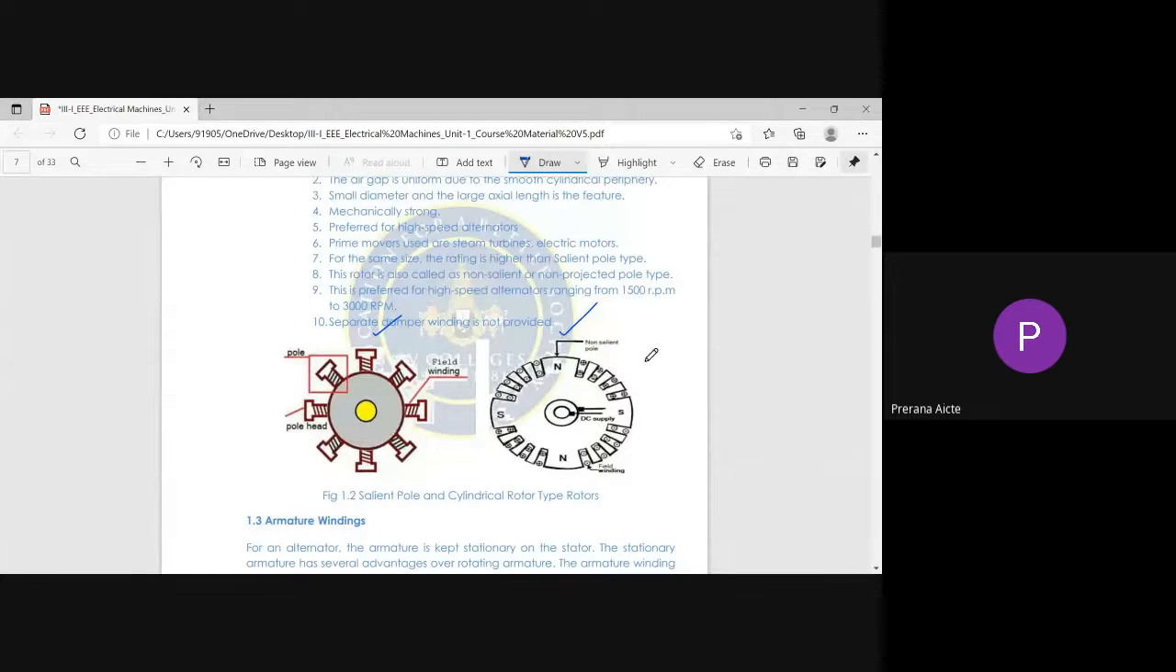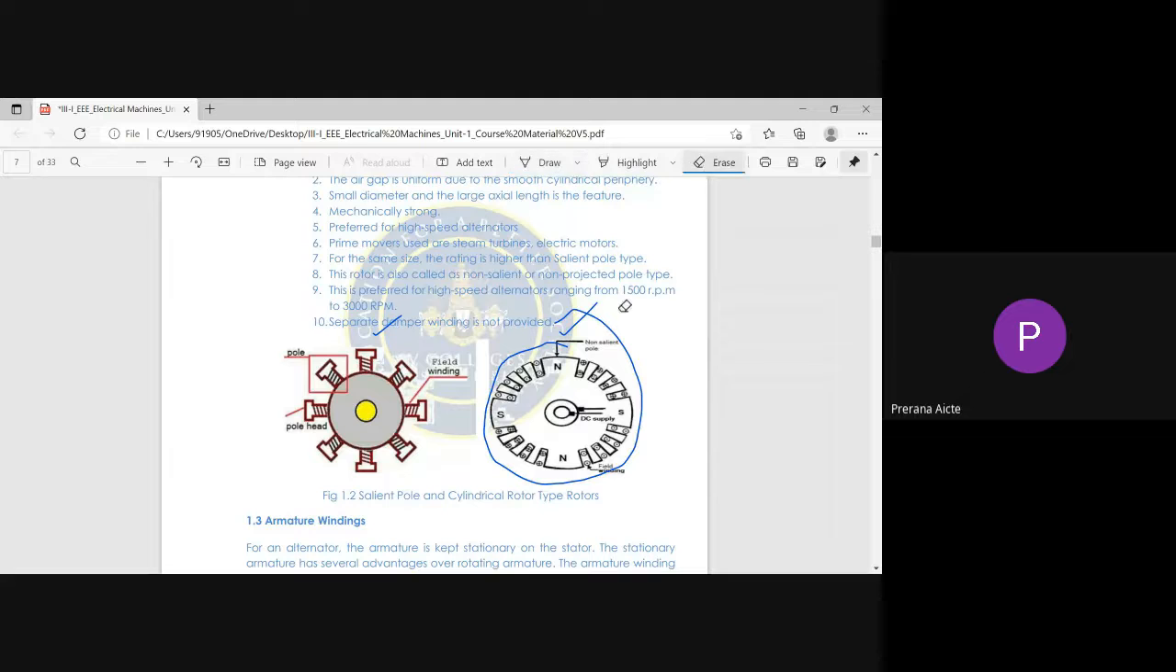The stator is similar in both, whether cylindrical rotor synchronous generator or salient pole rotor synchronous generator. The stator construction is the same for both generators. But coming to rotor construction, there are two types: salient pole synchronous generator and cylindrical rotor synchronous generator. See here, the rotor itself is cylindrical in shape, round shape.